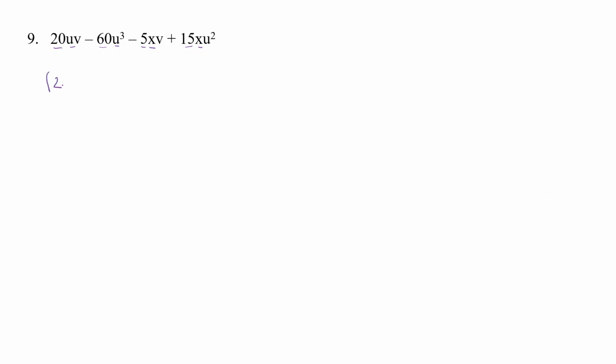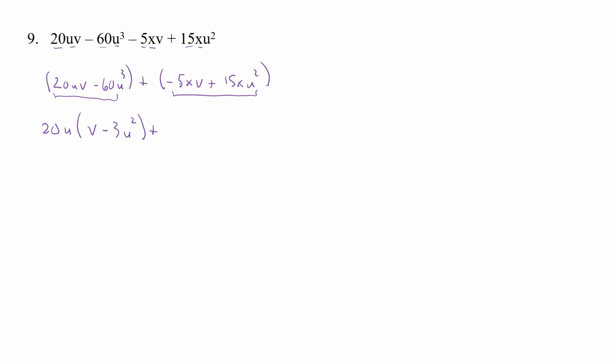And so I'm going to have 20uv minus 60u cubed plus, then I'll have a minus, and that's going to be 5xv plus 15xu squared. Okay, and so now I have it into the group form. Now I have to look inside each one of these and see what kind of GCF I can pull out. So here I see I can pull out a 20, and I can pull out a u. If I do that, 20u, that leaves me with a v minus 3u squared.